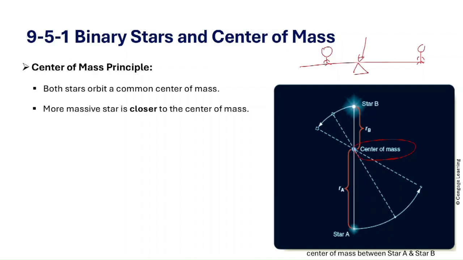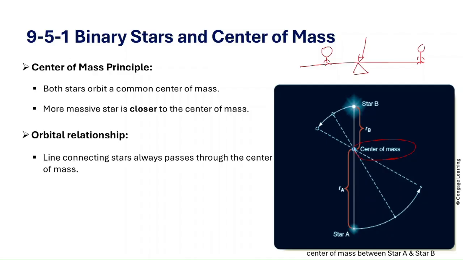So, notice how star A is drawn closer to the center of mass while star B is farther away. That's because star A is more massive, and the more massive star always ends up closer in, and the lighter star swings out farther, making a larger orbit. So, the center of mass is like the invisible pivot point of the whole system. So, next let's see how this affects the way we measure their masses.